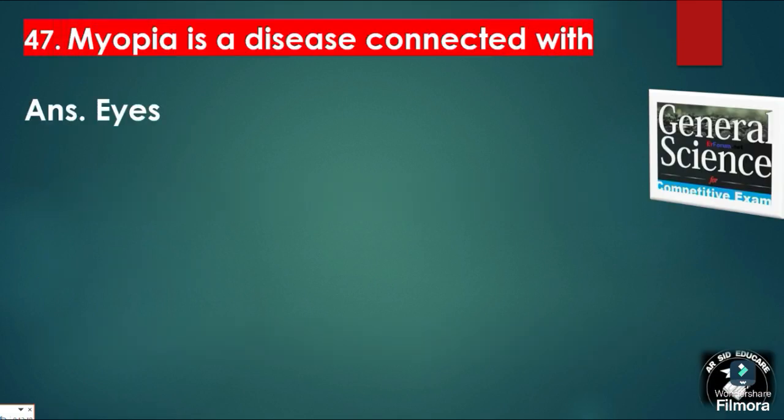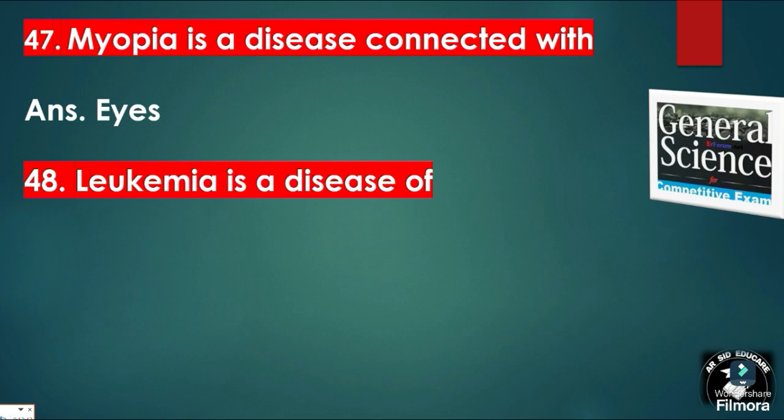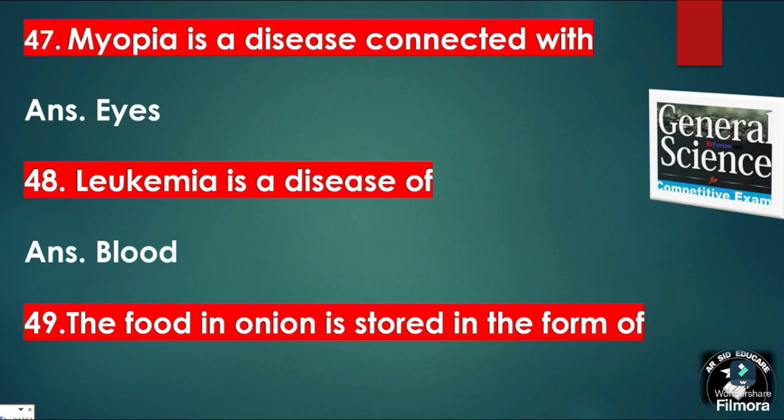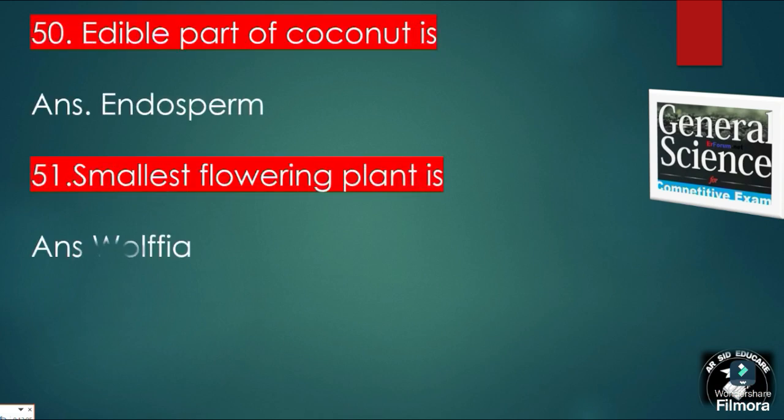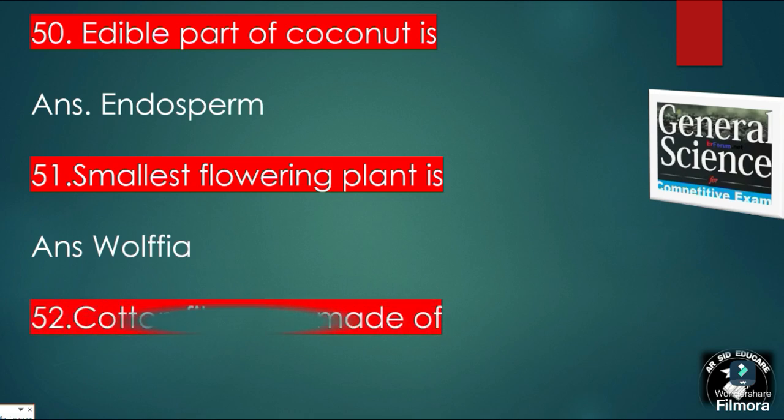Myopia is a disease connected with the eyes. Leukemia is a disease of the blood. The food in onion is stored in the form of cellulose. The edible part of coconut is endosperm. The smallest flowering plant is Wolffia. Cotton fibers are made of cellulose.